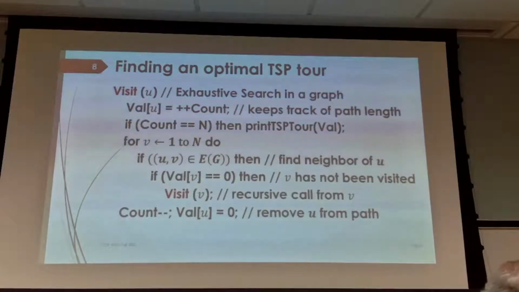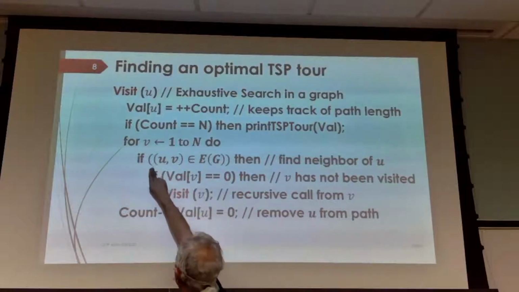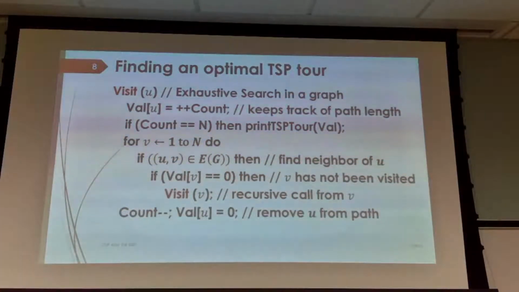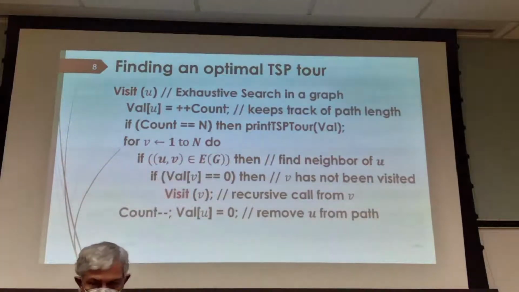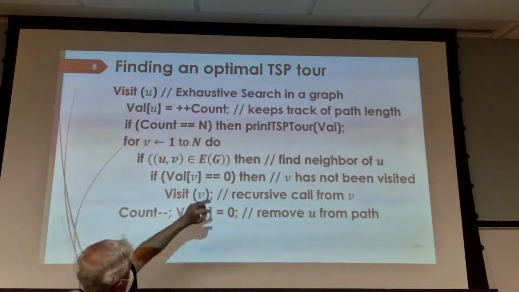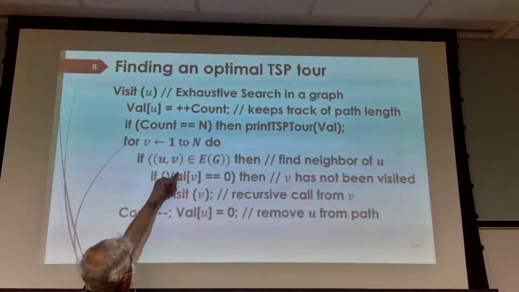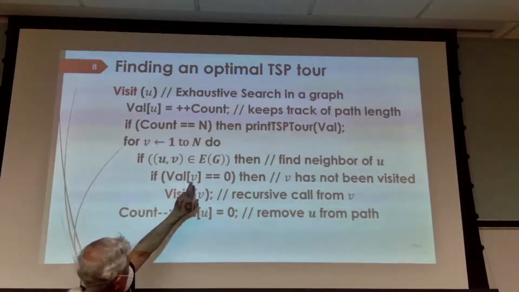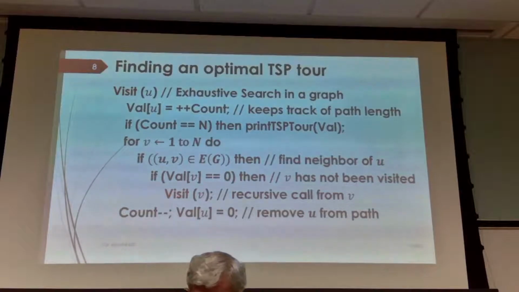So here's the code, pretty much what Ricky said. Instead of if val equals 0, we're going to also check if that next one is an edge. I could have put that below this as well. This is perfectly fine, or you can put them both together. Up to you. So you want both these conditions to be true. You want u to v to be an edge, and you want v to have been not visited.